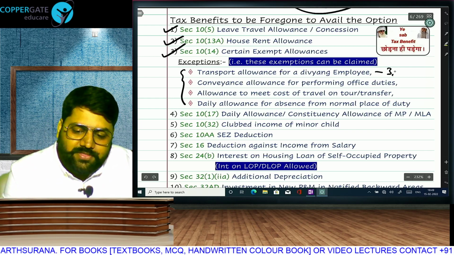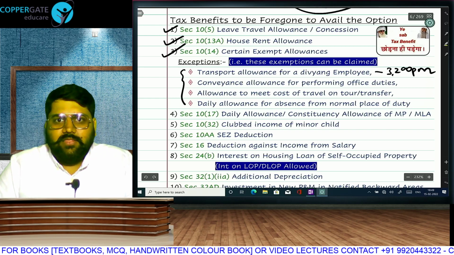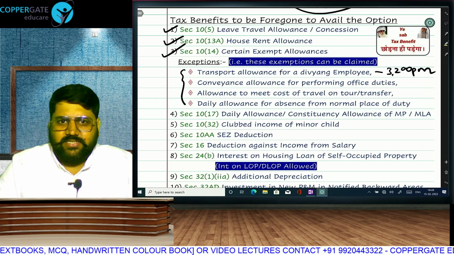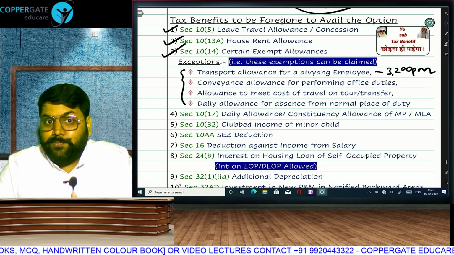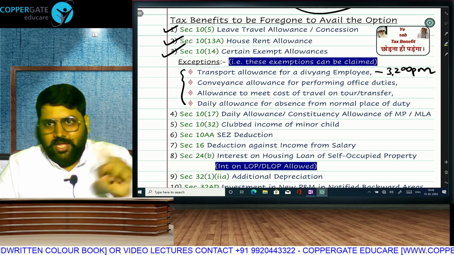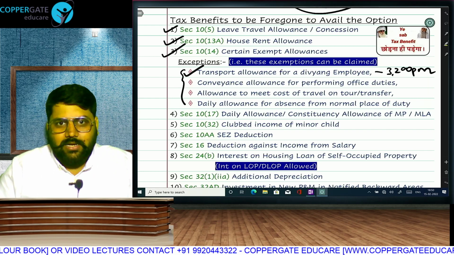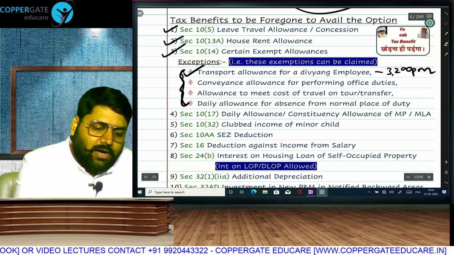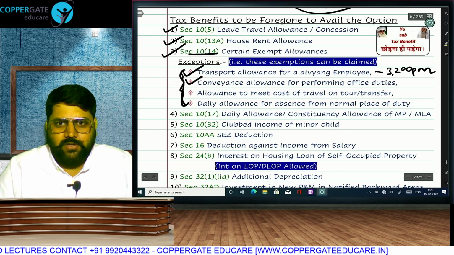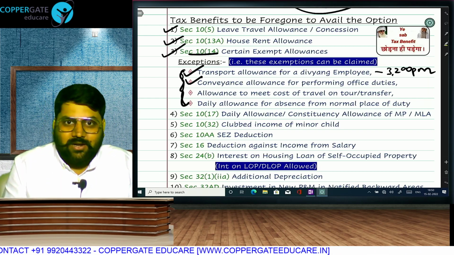Transport allowance for Divyang, meaning handicapped employees, which is 3,200 rupees per month, will be allowed. For normal employees it is 1,600 per month exemption; for handicapped employees it is 3,200. Normal employees and handicapped employees both get their exemption in the old regime. In the new regime, only handicapped will be allowed. Normal ones not allowed. These four will be allowed, others you have to forego. Whenever you get conveyance allowance for office duties, you take exemption in the old regime and you can take it in the new regime. This is allowed. These are exceptions.